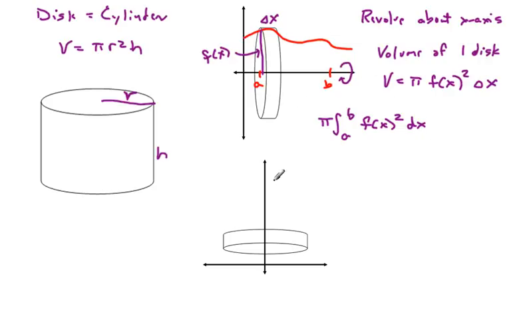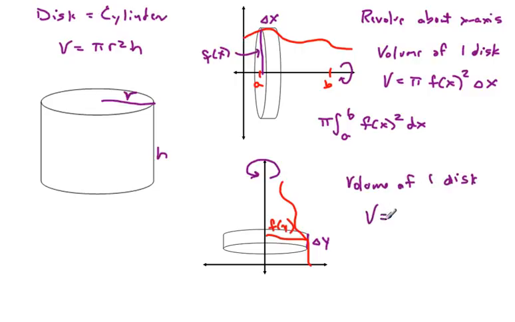And now if I revolve around the y-axis, it's very similar. But this time my width here is going to be delta y, and my function is going to be some function maybe that goes like this. And so this distance from here to here is f of y. And so now, if I want to look at the volume of one disk, my volume equals pi, now it's f of y, which is my radius, squared, delta y.